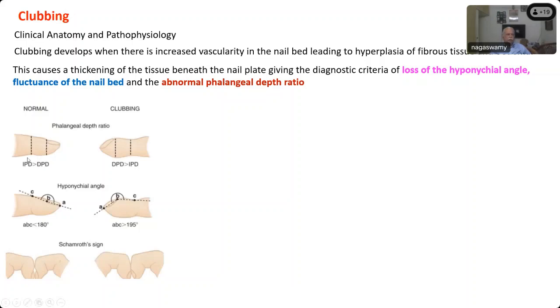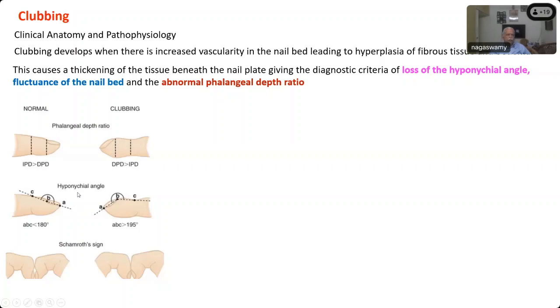This is a normal side. You find near the base of the nail, the depth is less, whereas at the interphalangeal joint level, the depth is more. This is how a normal finger or digit should look. Whereas in clubbing, this interphalangeal distance is reduced and the tissue level depth is increased. So this is the change. This is what is called the phalangeal depth ratio.